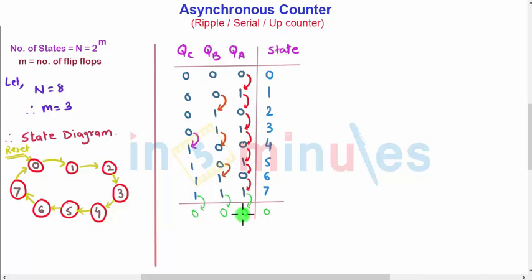Which means, if I say 0 to 1 is the rising edge, then 1 to 0 is the falling edge. So for each falling edge of A, B is changing. For each falling edge of B, C is changing, and A is changing on the falling edge of the clock.